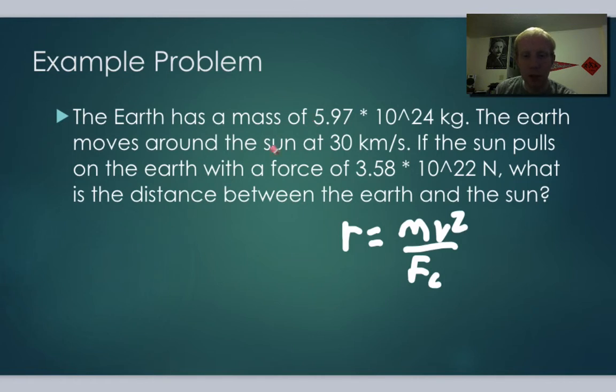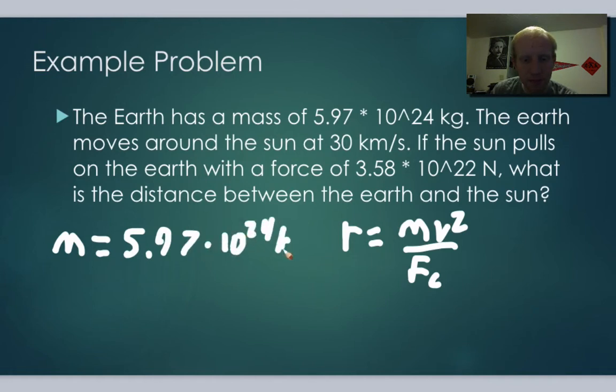So we know the mass of the Earth, we know how fast it's moving, and we know the force between the Earth and the Sun. So mass equals 5.97 times 10 to the 24 kilograms.